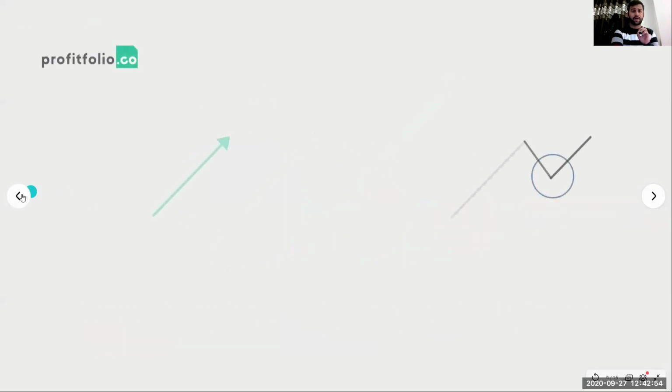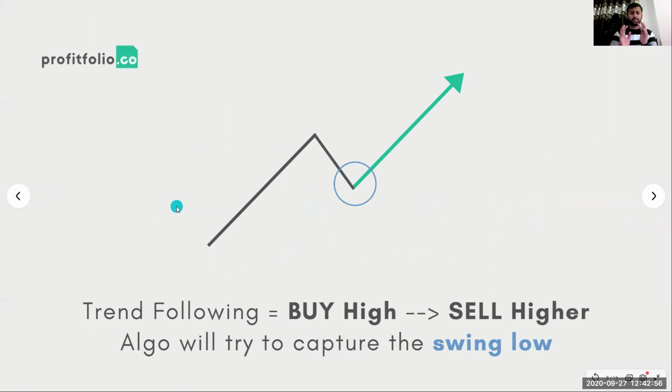So coming to today's part, what we are going to study is basically a trend following system, wherein we are going to buy high and we are going to sell higher, right? So our concept is buy higher than this price, right? Now this is the like, इससे तो कम ही, of course.